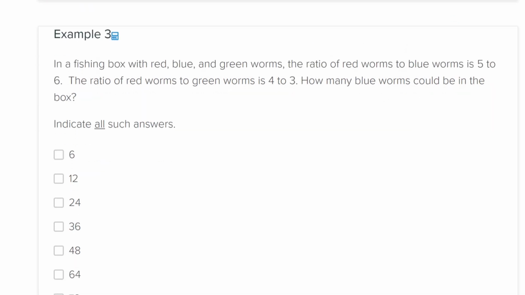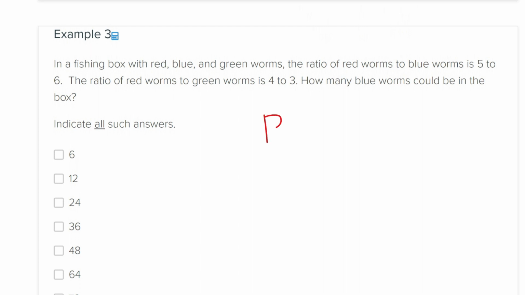In a fishing box with red, blue, and green worms, I haven't done these questions before, by the way. The ratio of red worms to blue worms is 5 to 6, okay? Ratio of red to green. Okay, this is going to be overlapping ratios. If you haven't seen my video on overlapping ratios, this might seem like a difficult question. If you have seen my video on overlapping ratios, this will probably seem like an easier question.